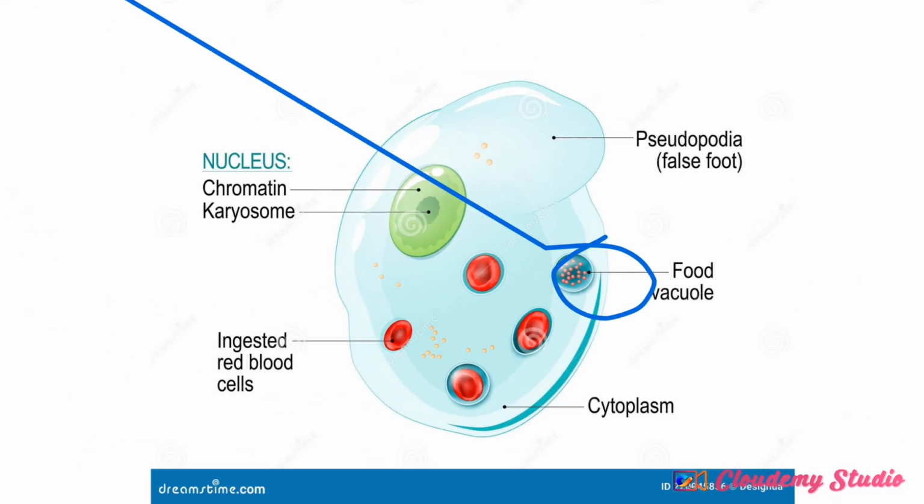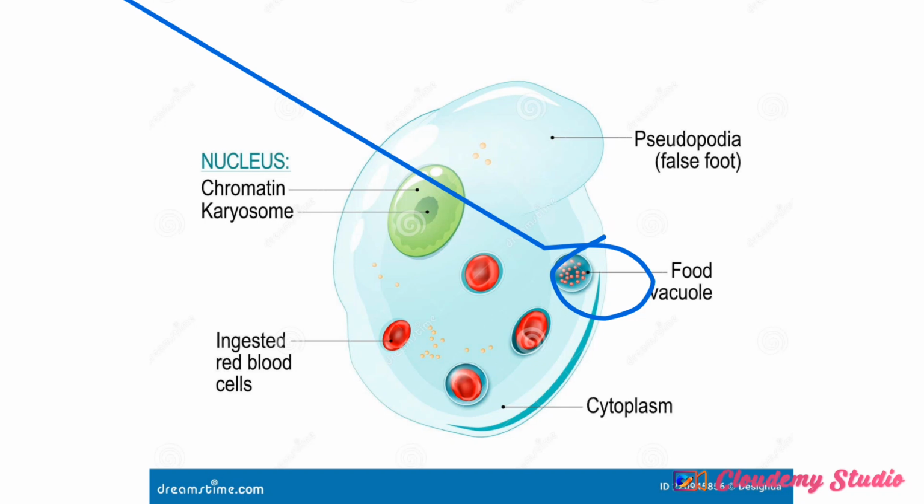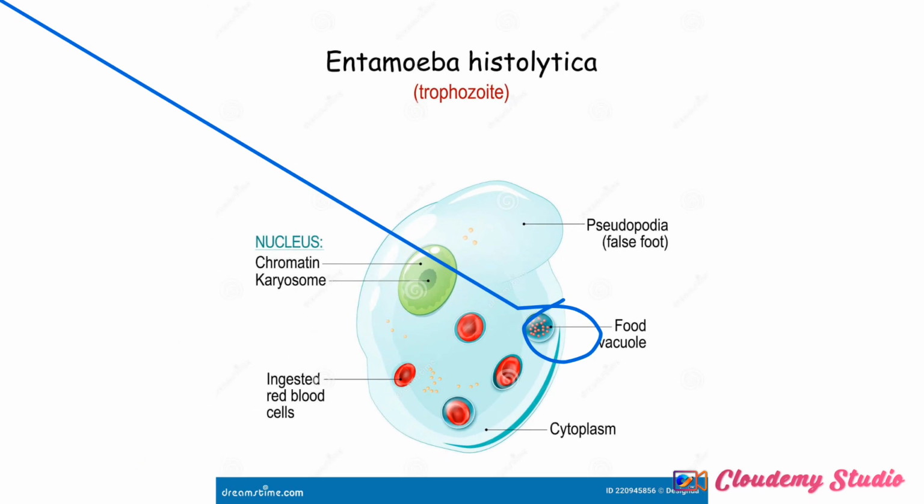Like, look at this. Once they ingest the red blood cell, they what? They digest it. They break it down. Once they break it down, they store it inside the what? Inside the food vacuole. Are you getting me now? Can you see? So that is Entamoeba histolytica. Can you see the cytoplasm? The cytoplasm consists of what? The food vacuole, the nucleus, the ingested red blood cell. They can also ingest bacteria as well. In some cases, they can ingest bacteria, and they have pseudopod. What do they use pseudopod for? To move. You understand? So that is the image that shows Entamoeba histolytica.